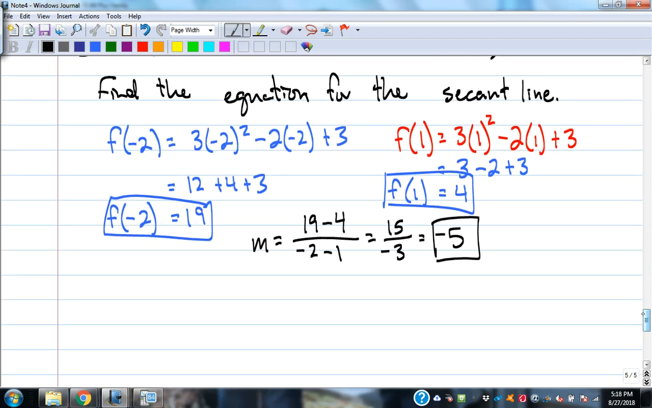Now, again, secant line is going to be in slope-intercept form. So that's y equals mx plus b. We know this guy is m. So that's -5x plus b. We have 2 ordered pairs that we found. We've got to use one of them. It does not matter which one you use. Just don't mix and match. Just pick one. I'm going to pick 1, 4 because it's smaller numbers. It's easier to do.